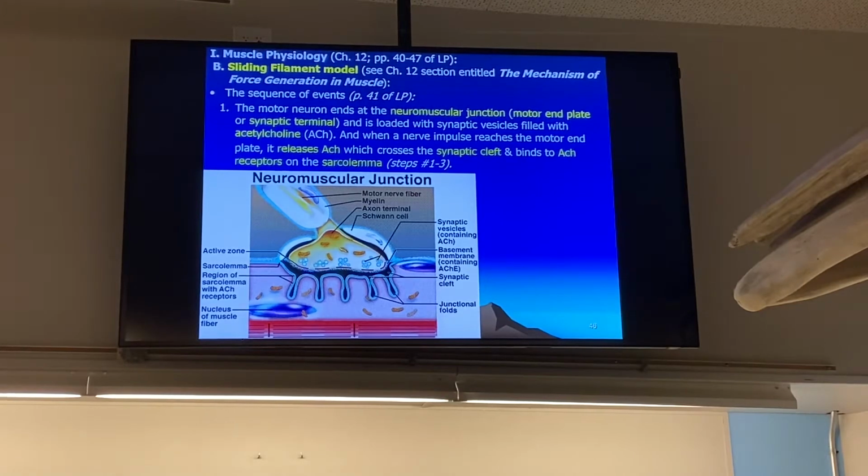Well, when the action potential reaches the motor end plate, it triggers exocytosis. Acetylcholine is released, crosses the synaptic cleft, and binds to acetylcholine receptors on the sarcolemma. These little insignias here, steps 1 through 3, have to do with the long sequence on page 41 in your lecture packet. That's just too many steps, 20. So I combined them in the PowerPoint.